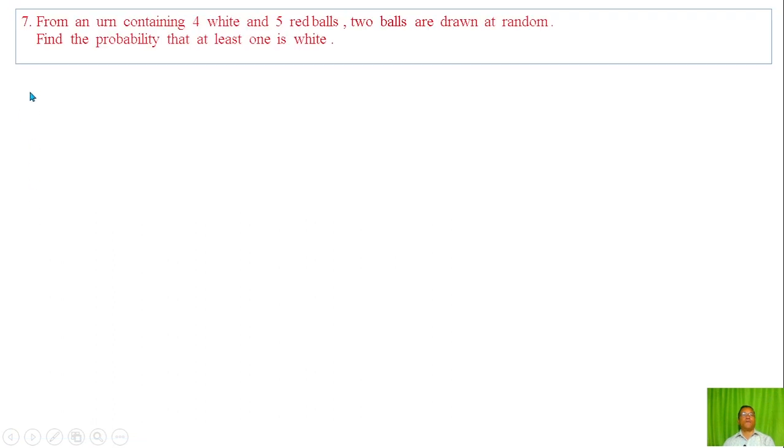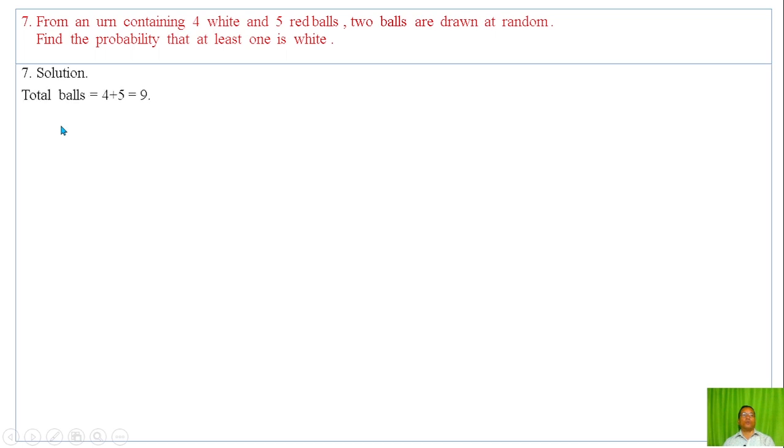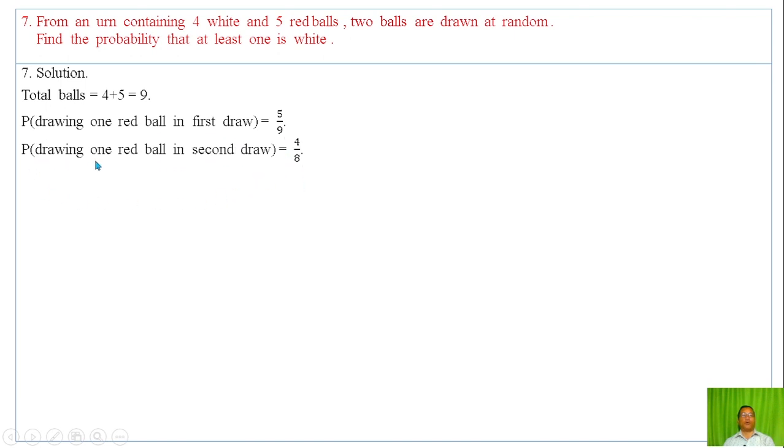Question number 7. From an urn containing 4 white and 5 red balls, 2 balls are drawn at random. Find the probability that at least one is white. Total balls 4 plus 5 that is 9. Probability of drawing one red ball in the first draw is 5 by 9. Then probability of drawing one red ball in the second draw is 4 by 8.